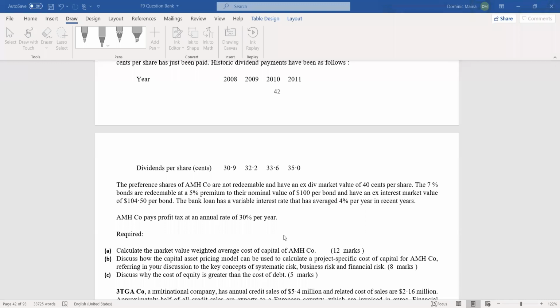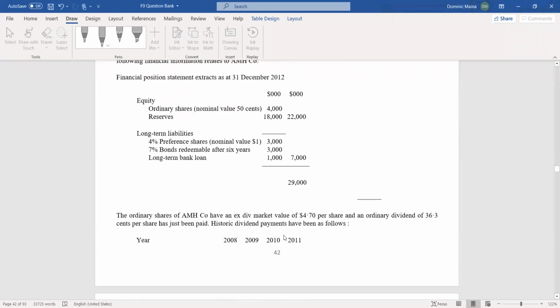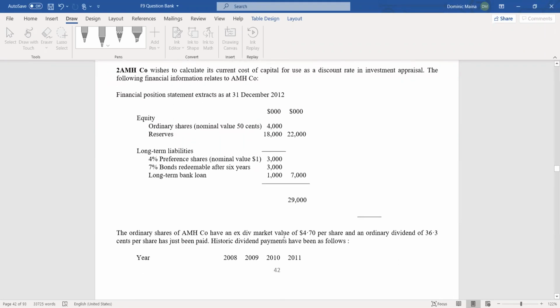Okay, welcome back for our second session. I want us to do a few more questions, then we call it a day for the cost of capital. Don't forget, essentially you will find a question either in section B or in section C on the cost of capital. I really hope that you're grasping all the different concepts that we are discussing.